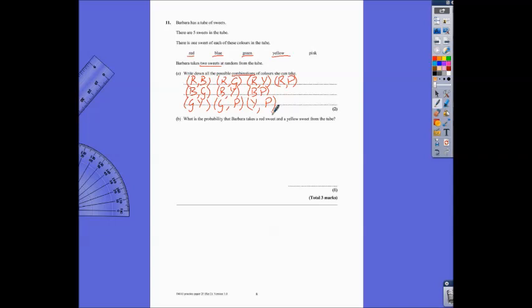It says, what is the probability that Barbara takes a red sweet out and a yellow sweet? So we're after the red with a yellow, which is this one here. And there's only one way of doing that, and there are 10 ways of pulling sweets out, so it's 1 out of 10.